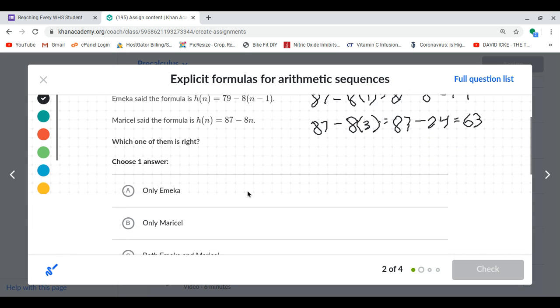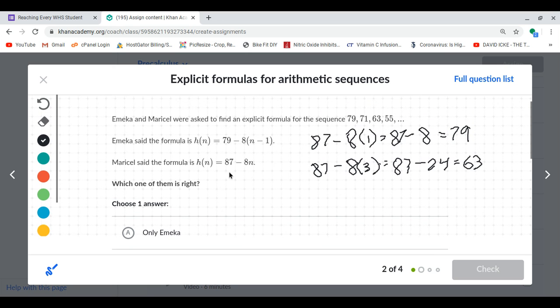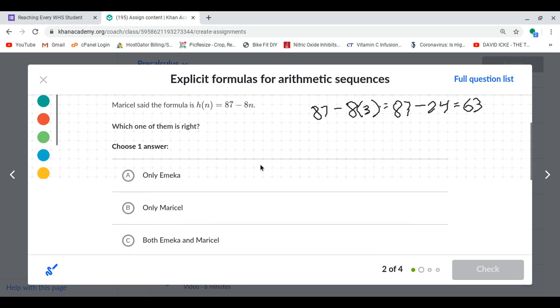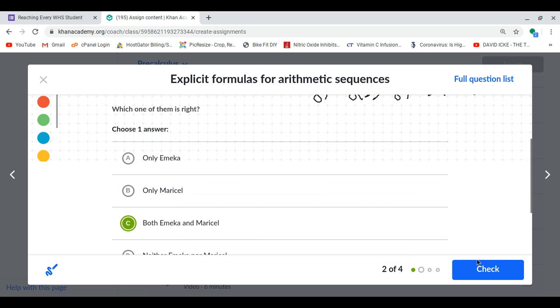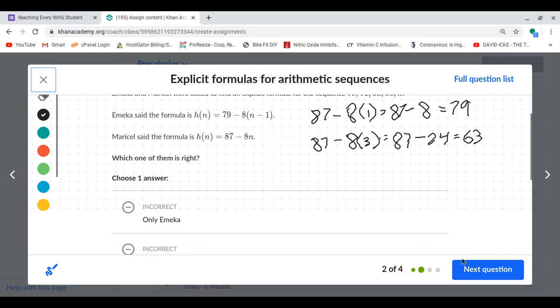Okay. All right. So if we check this out, both Amika and Marcel worked, even though Marcel's is not the general form that you're going to see. It's more of this form, the one that Amika has, but they both work. So we're going to say both work in this case. And sometimes you can have neither work. So just keep that in mind. So let's keep going.